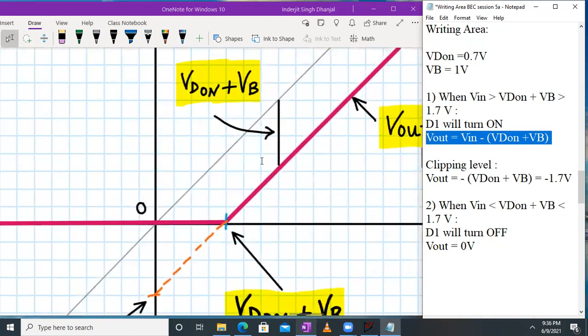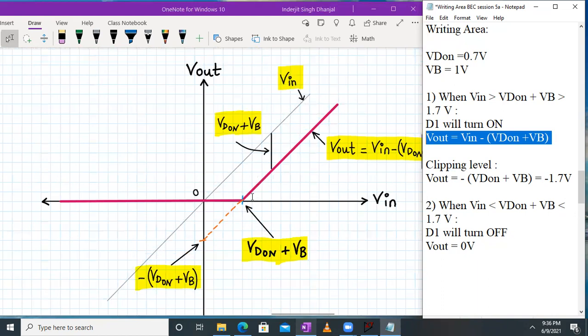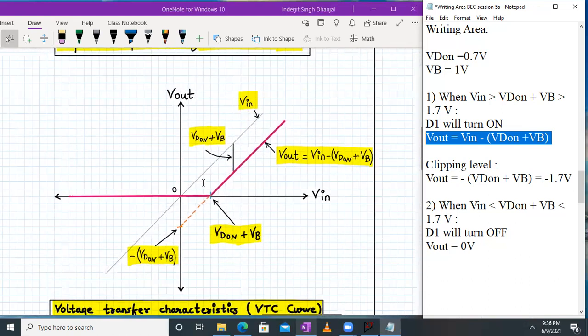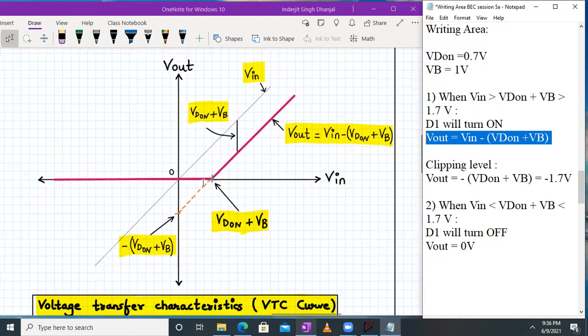Okay, so what you do is, from this VD on plus VB, you draw a line parallel to this V in. So this will be my VTC curve. Okay, so what's the difference between these two lines? This is my V in line, and this is my V in minus VD on plus VB line. Okay, this is my V out equal to V in minus VD on plus VB line. Okay, and the difference between these two lines is VD on plus VB. Okay, pretty straightforward. Fine. So this is my VTC curve.